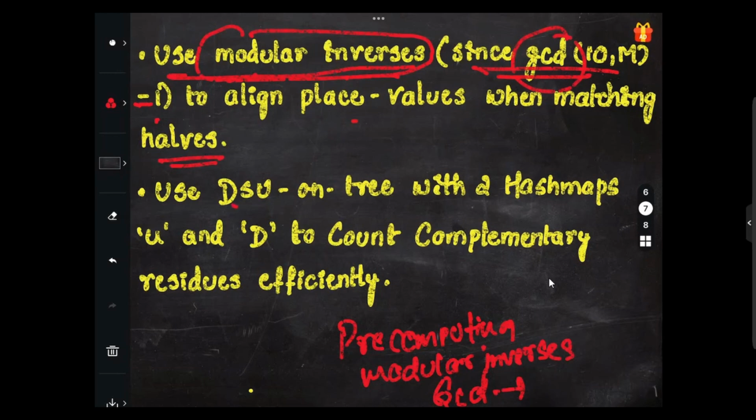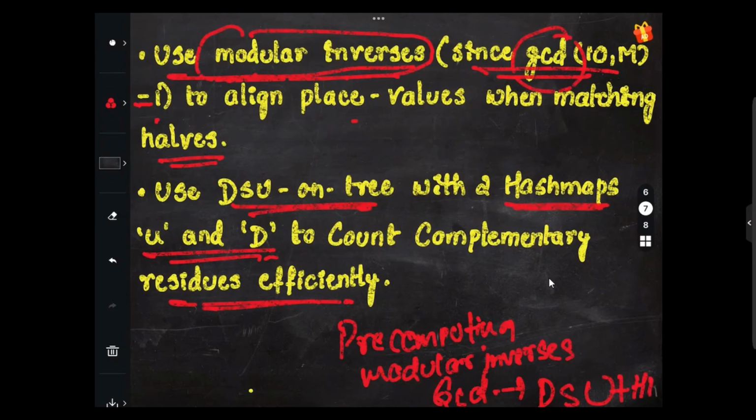We will be making use of the DSU on the tree, nothing but disjoint set union on the tree, with two hash maps, right? So again, we'll be making use of the hash maps, two hash maps U and D, just to count the complementary residues efficiently, right? DSU along with the two hash maps here.